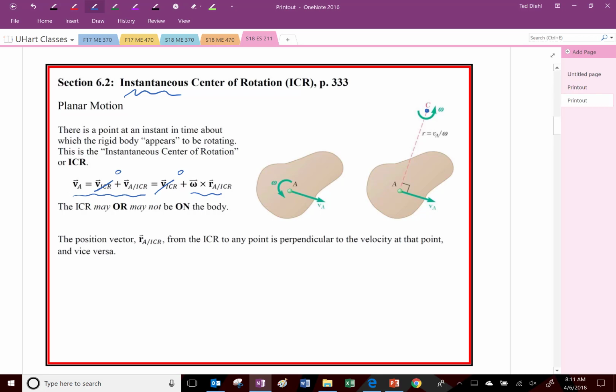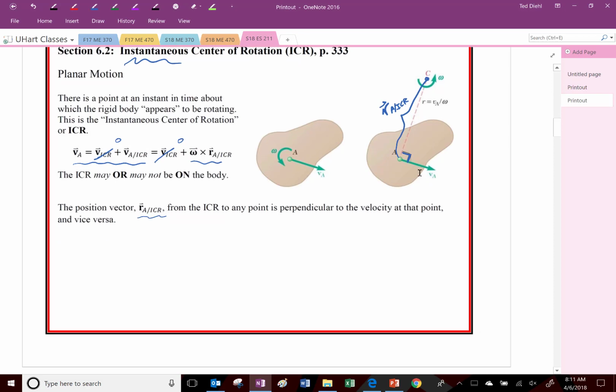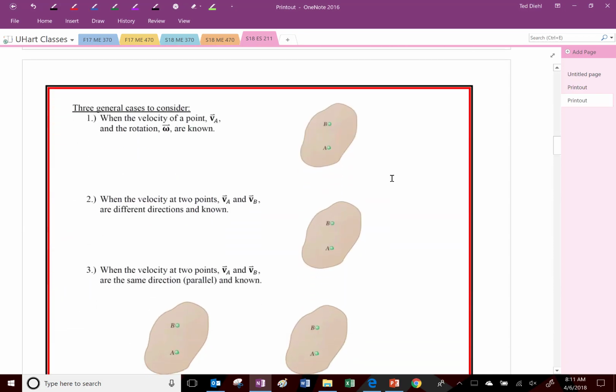So as soon as you find the location, and there's a graphical way to find this, it relies on the fact that the radius of the instantaneous center of rotation, which I will often write like this, I'll put this little bracket to the side and say, this is the radius of A with respect to ICR. And we know that it's perpendicular to the velocity. So that's the trait that we're going to use to identify this instantaneous center of rotation.